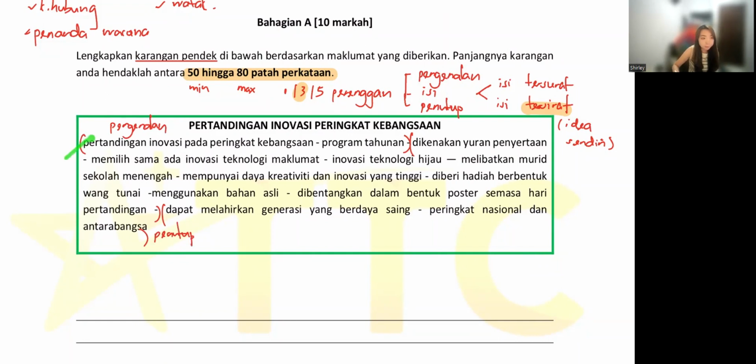Look at the pengenalan up over here. I would just say something like pertandingan inovasi pada peringkat kebangsaan, and there's a program tahunan. You may just add in: Pertandingan inovasi pada peringkat kebangsaan ini merupakan program tahunan. Full stop. Okay? Then you continue. Dikenakan yuran penyertaan. This is easy. Siapakah yang dikenakan yuran penyertaan? Peserta ataupun murid-murid yang ingin menyertai dikenakan yuran penyertaan. So this is the subject. Okay? So this is like a watak, a person. Let me show you.